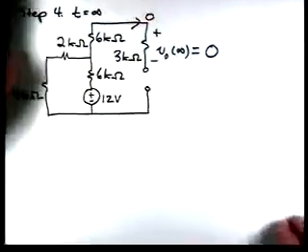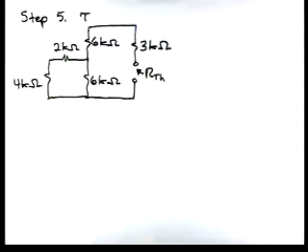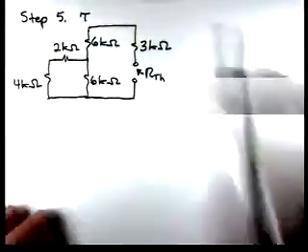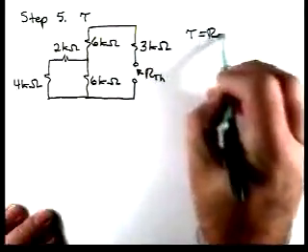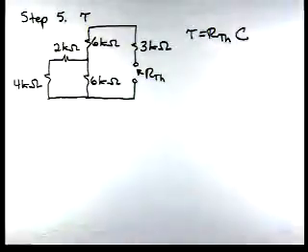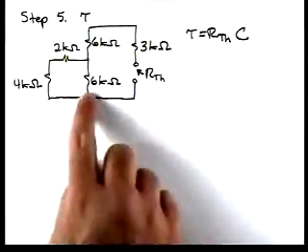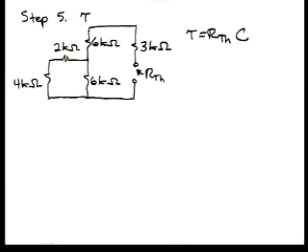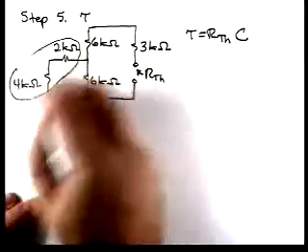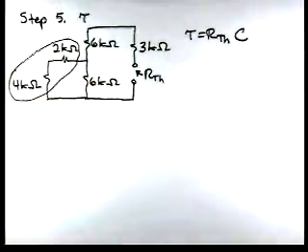Now we can move to step 5, which says find the time constant, and we're going to find the Thevenin resistance as seen by the capacitor, because remember the time constant here is R Thevenin C. So now we need to find that Thevenin resistance. Our voltage source we turn to 0, so it becomes a short circuit. And now it's just a matter of doing some resistance combinations. For instance, we have those two in series, so they would become a 6K.